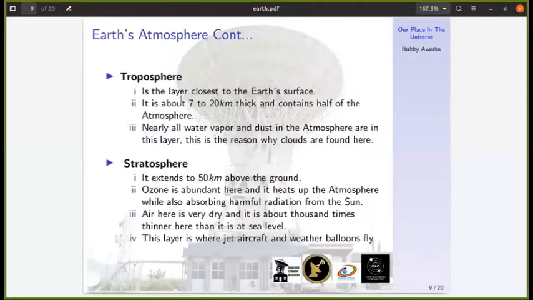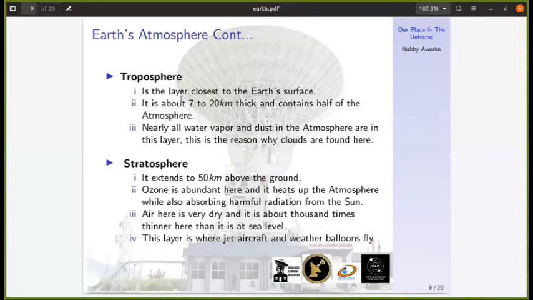The first being the troposphere, which is the closest to the Earth's surface, and it is about 7 to 20 kilometers thick, and it contains almost half of the atmosphere. Nearly all water vapor and dust are found in this layer, and this is the reason why clouds are found here.